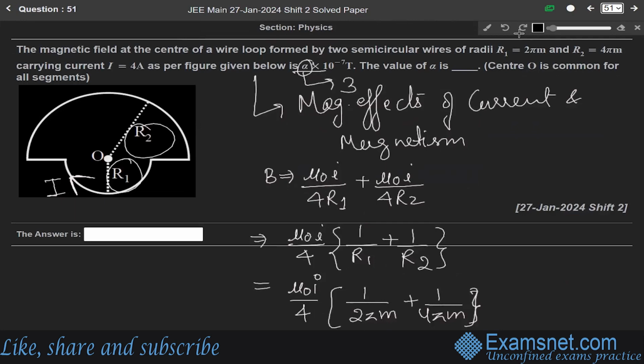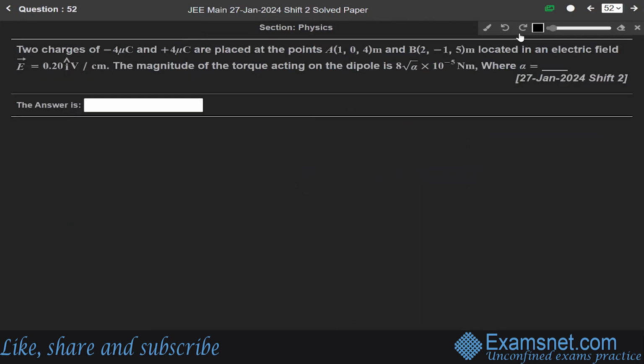Now next question, question 52. Two charges of minus 4 microcoulomb and plus 4 microcoulomb are placed at the points A (1, 0, 4) and B (2, -1, 5) located in an electric field E given as 0.2 i volt per centimeter. We have to find the magnitude of the torque acting on the dipole, which is given as this. We have to find the value of α.